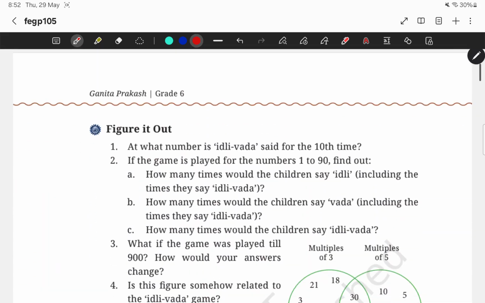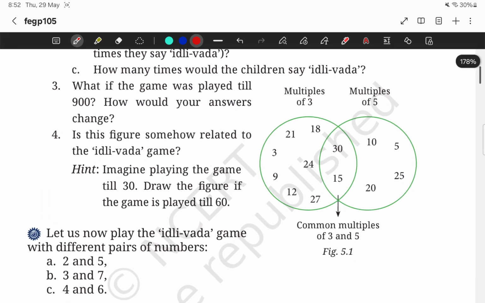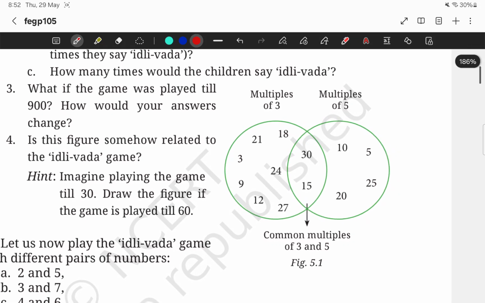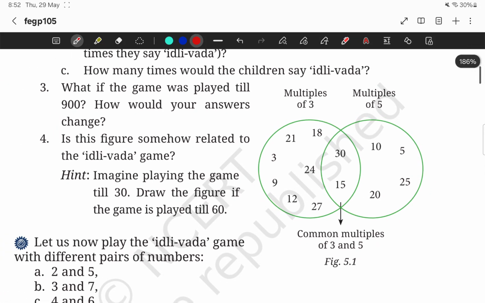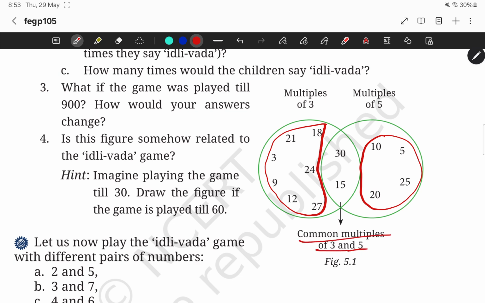Now common multiples. For common multiples, they have mentioned one example. With that example I am going to explain. So here the multiples of 3, all these are multiples of 3, and all these are multiples of 5, but 30 and 15 are the numbers that are multiples of both 3 and 5, so they are named common multiples of 3 and 5.